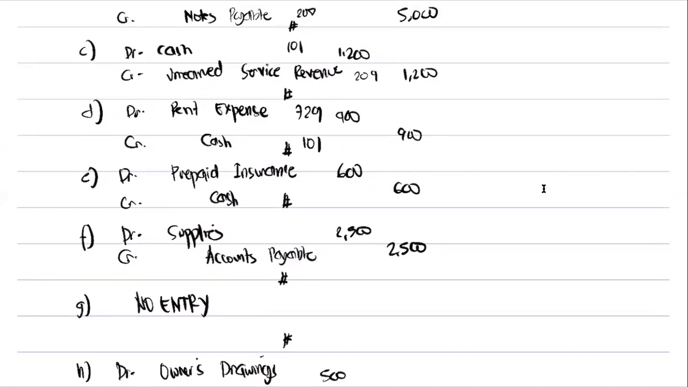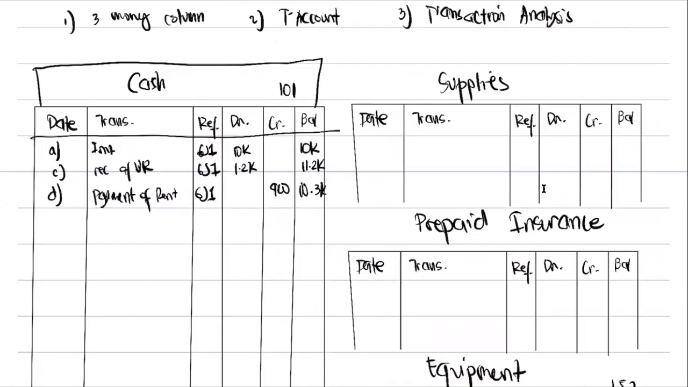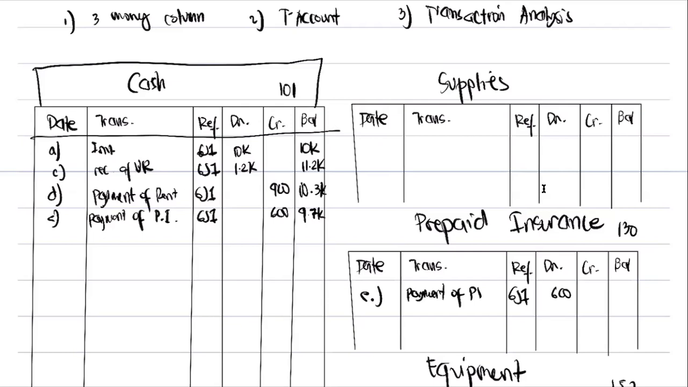Next, you have your prepaid insurance. We will post it to 130, and your cash we post it to 101 at 600. Okay, so we find again 101. So this is payment of prepaid insurance, GJ1. The amount is 600 pesos. So this will give us 9,700. And then we have a prepaid insurance, letter E. What is the account number of prepaid insurance again? 130. So we have here payment of prepaid insurance, GJ1. So there is a debit of 600. So the balance is 600. We go now to letter E.